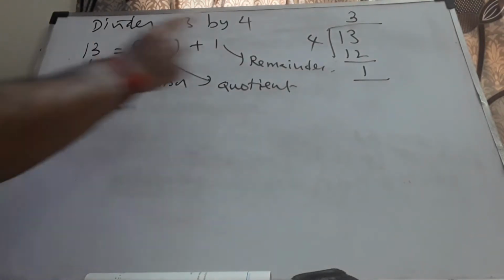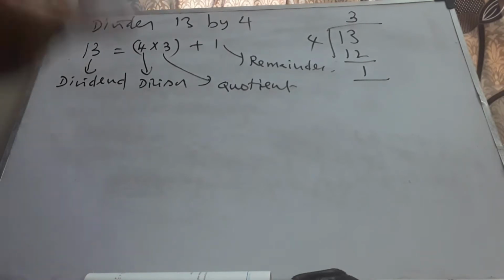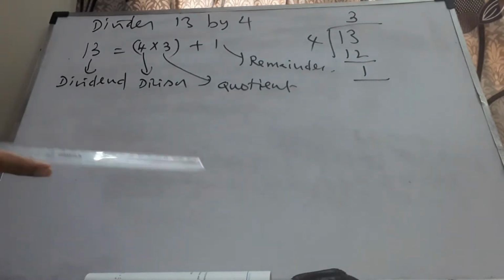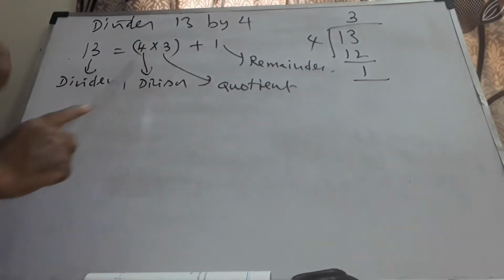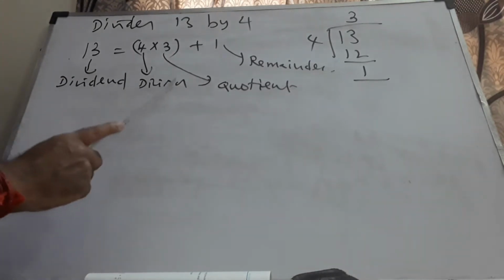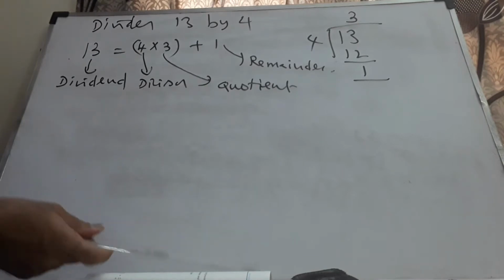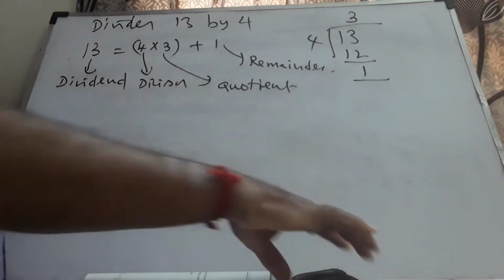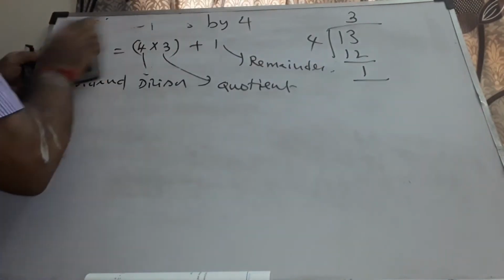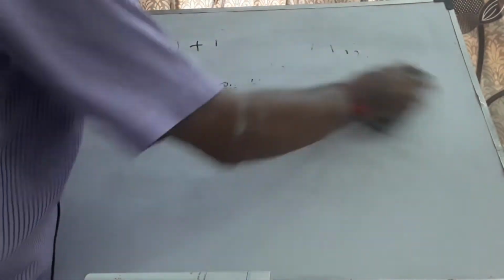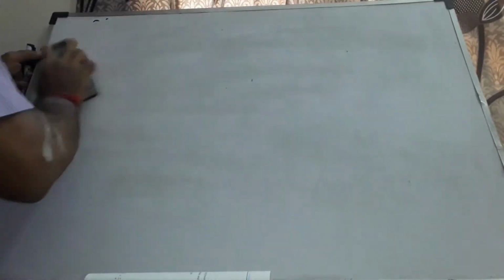Therefore, after dividing one number by another, a greater number by a smaller number, you can easily find such cases. And this particular rule, dividend equal to divisor into quotient plus remainder, is known as the division algorithm for numbers. The same thing is applicable for polynomials also.